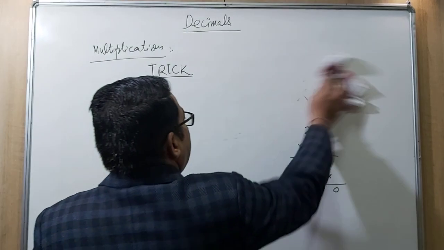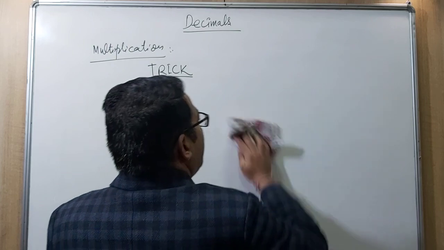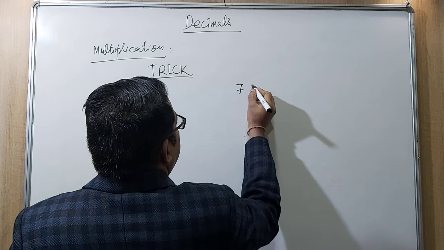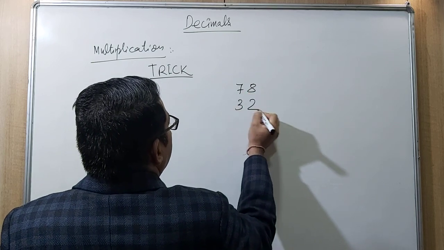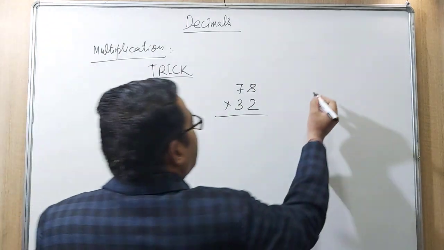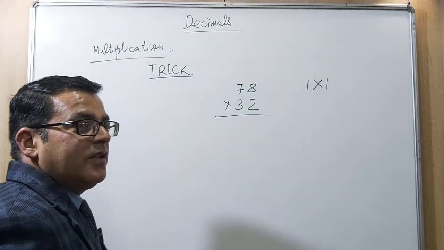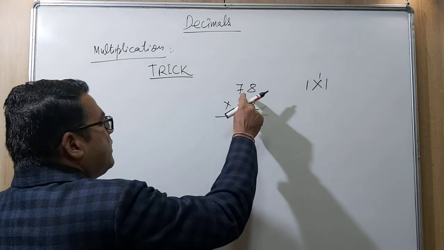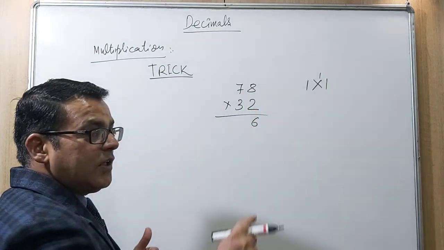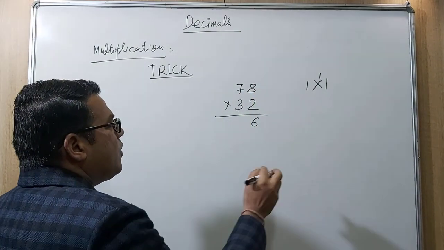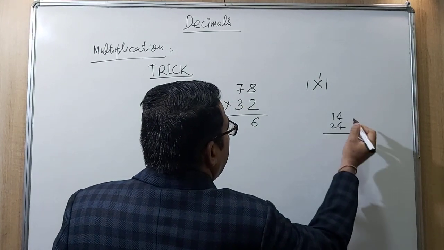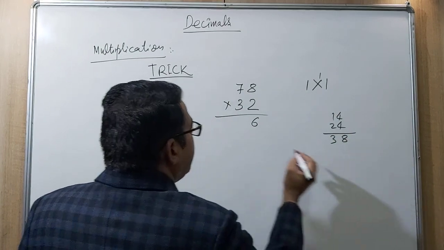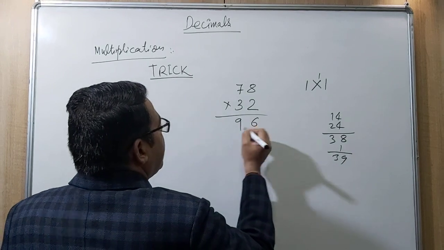One more example. Any 2-digit number we can multiply. So this time I am taking 78 and we'll multiply it by 32. So first write the formula. This is the formula. So what to do? 8 2s are 16, 6 carry is 1. Now 7 2s are 14, 14, 8 3s are 24. So 14 and 24 you need to add. 1 is carry, so 39 we have here. So 9 we can write here and 3 is carry.